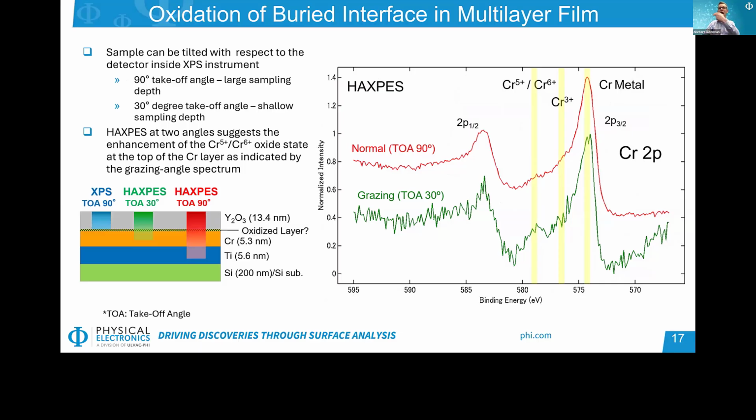In addition to selecting XPS or HAXPS to modify the sampling depth, we can also tilt the sample with respect to the detector inside the instrument. Tilting modifies the sampling depth by modifying the distance that a photoelectron generated below the sample surface must travel to escape to be detected. Right? TOA is the takeoff angle, which represents the tilt of the sample. A TOA of 90 degrees means that the sample surface is normal to the axis of the detector, meaning facing it head on, providing the greatest sampling depth.